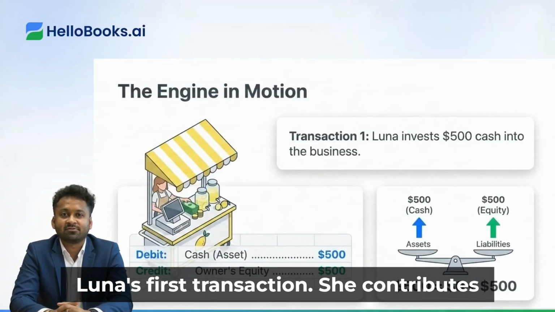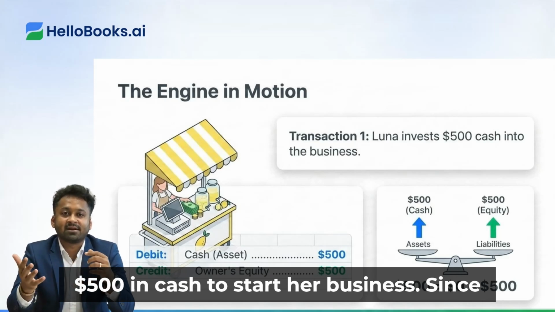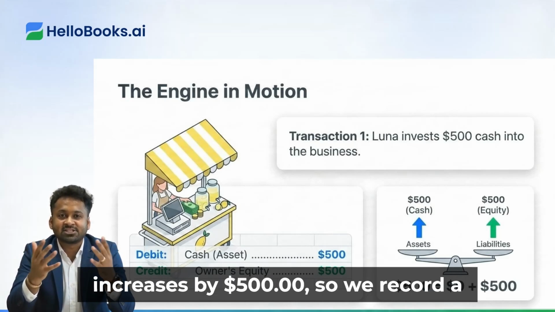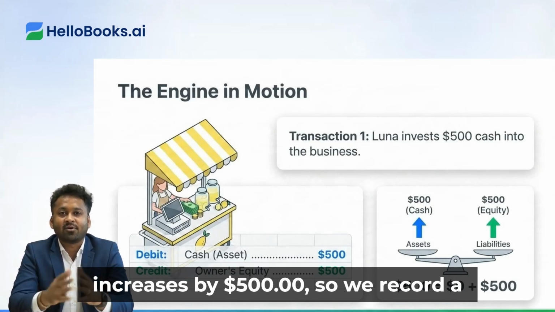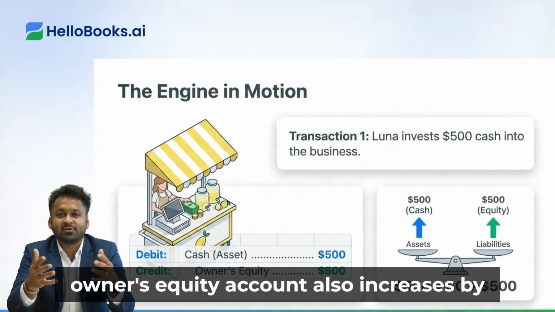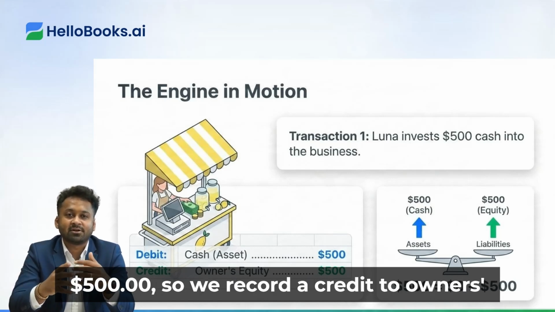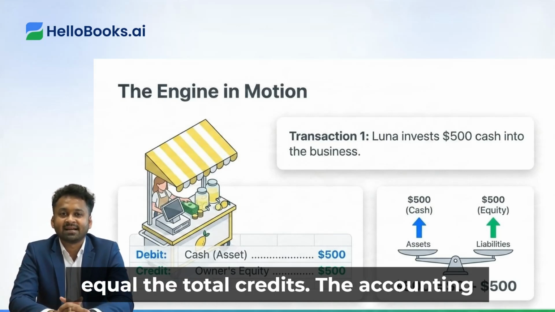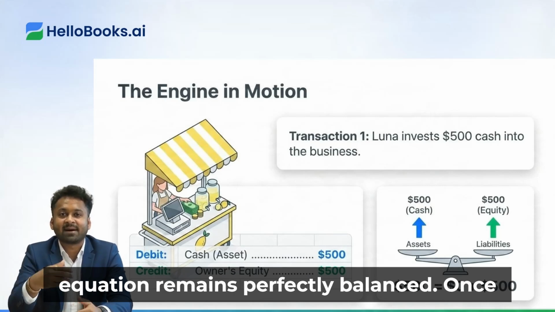Let's record Luna's first transaction. She contributes $500 in cash to start her business. Since cash is an asset, the cash account increases by $500, so we record a debit to cash. At the same time, the owner's equity account also increases by $500, so we record a credit to owner's equity. Notice that the total debits equal the total credits. The accounting equation remains perfectly balanced.